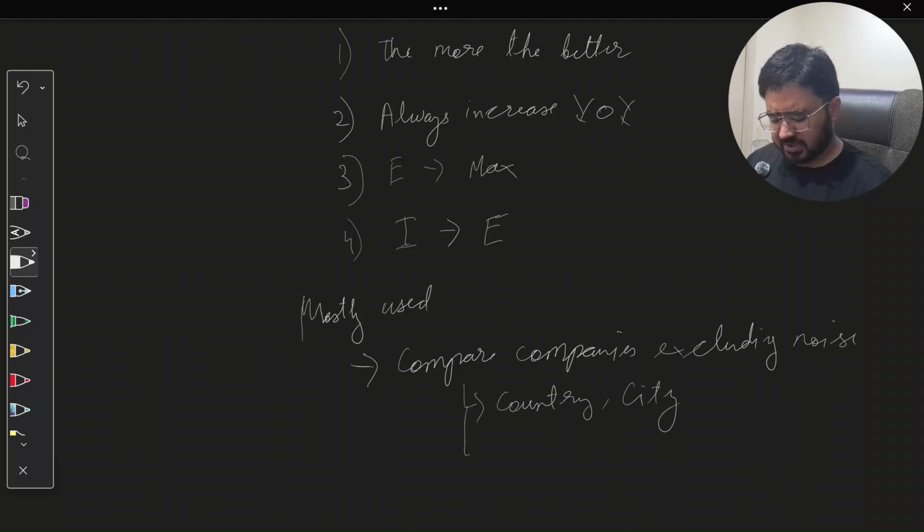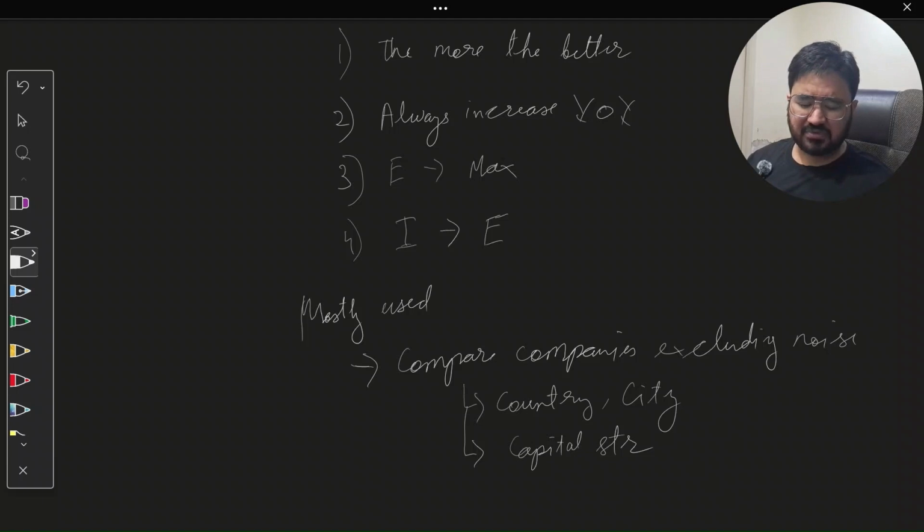where do you operate? What is the capital structure? Have you raised any debt, do you have any loans? So we exclude all of these things and look at the company and then see which company is more efficient in generating the profits. Okay, this is where the EBITDA is mostly used.